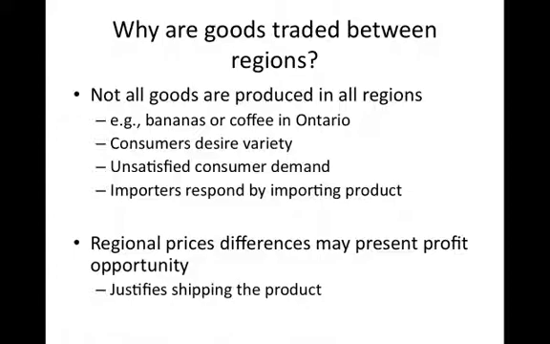Another reason why we see trade in goods is that regional price differences may present profit opportunity. For instance, we often talk about buying low and selling high. Well, when price differences between two different regions are such that it's a very low price in one region and very high price in another region, it could be the case that those price differences justify shipping the product. And so it's really an issue of there's a profit-making opportunity that can be made by different people who are involved in the marketplace.